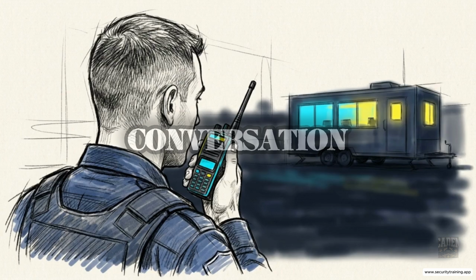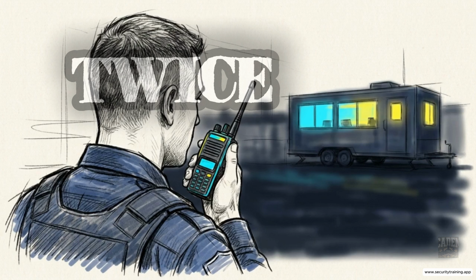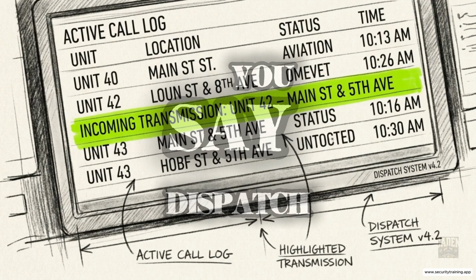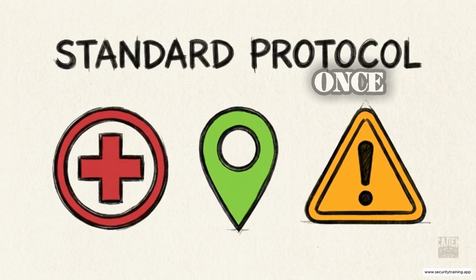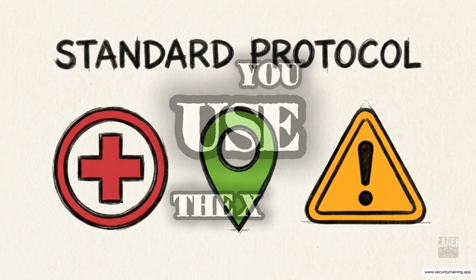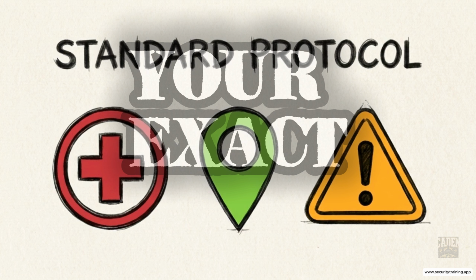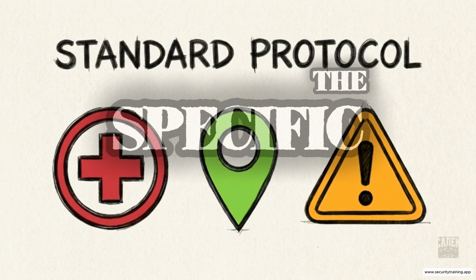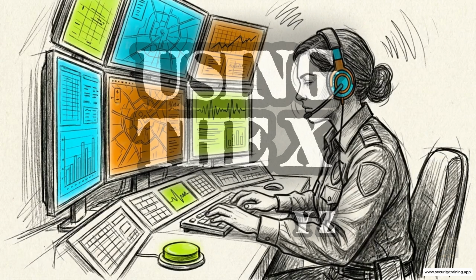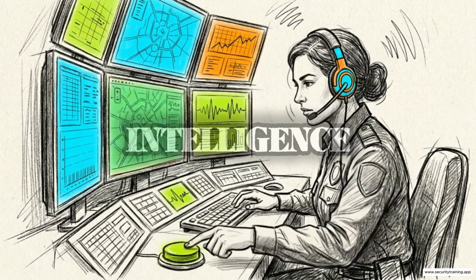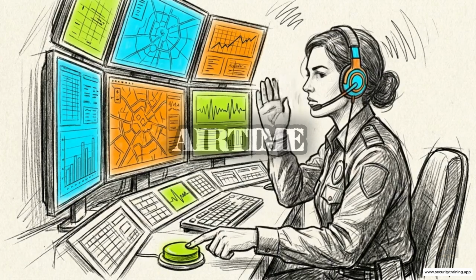To open the conversation, state dispatch's handle twice, followed by your own handle once. For example, you say, "Dispatch, dispatch, gate Z." Once dispatch acknowledges you, use the XYZ format. X is the specific resource you need. Y is your exact location. Z is the specific issue. Using the XYZ communication format guarantees that dispatch receives maximum actionable intelligence in the absolute minimum amount of airtime.